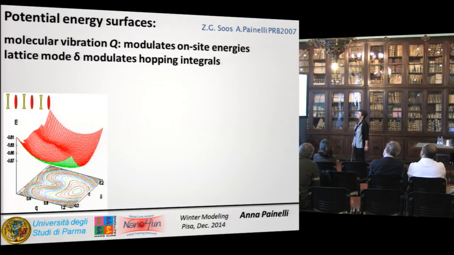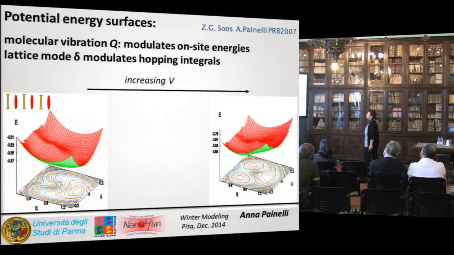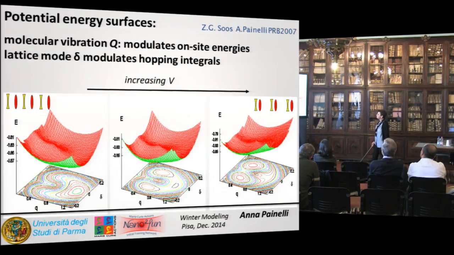If I take the same model and increase a little bit the electrostatic interactions, you see that the shape of the surface changes, and I now have two minima, plus and minus delta, which correspond to the ionic dimerized phase. What's in between? For this model parameter, I get multi-stability.